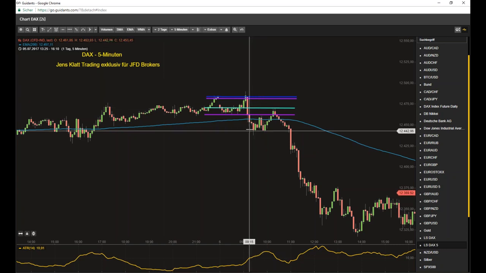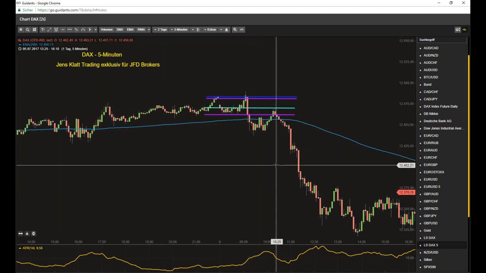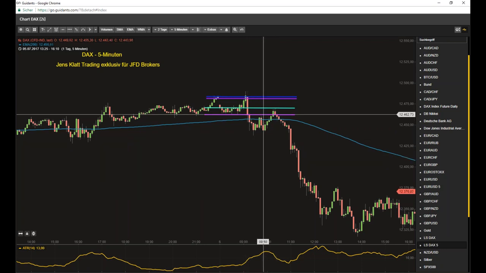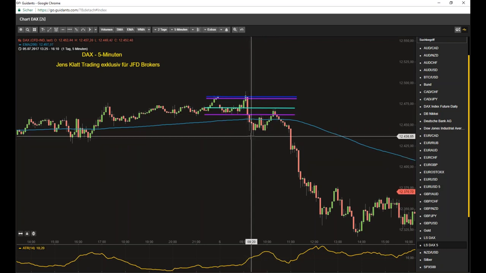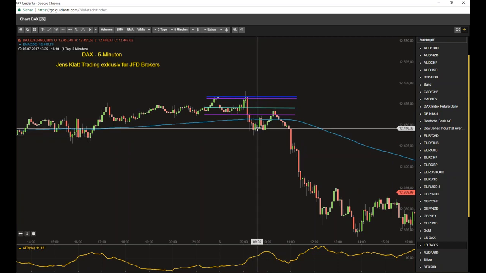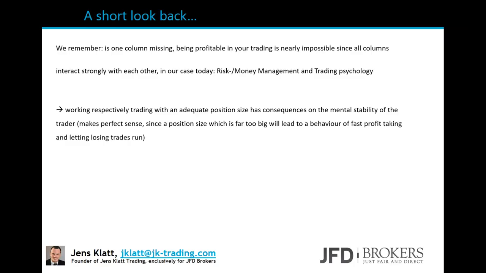And on the other hand, you're not capable of letting winners run, since you say, hey, I just made the amount of money I usually make a month here in 20 minutes. Great, I take the money. And this is exactly what I'm talking about here: risk and money management, position sizing, and trading psychology interact strongly with each other.